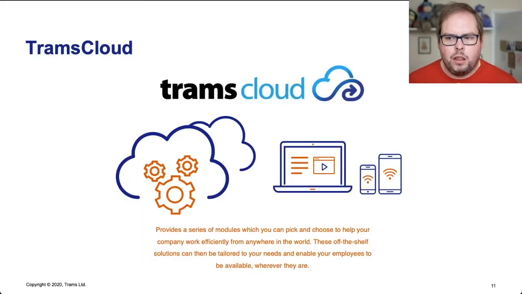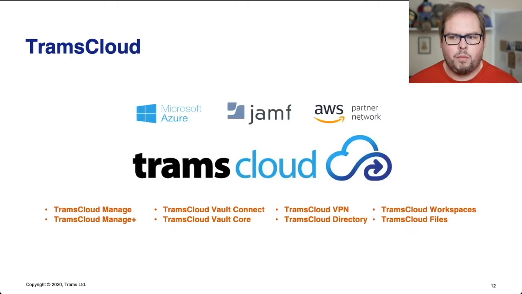The services that we've built on Trams Cloud effectively work as a series of modules. You can pick and choose the things that you want for your environment. They're all designed to integrate together and operate together, but because they are standardized modules, it means we can provide support for them, and you can also be up and running much more quickly. The way that we build those modules is by partnering with best-in-class software providers and infrastructure providers. So for example, Trams Cloud is built on top of Amazon Web Services, and for one of our flagship products, Trams Cloud Manage, we partner with Jamf, who provide best-in-class Apple device management.